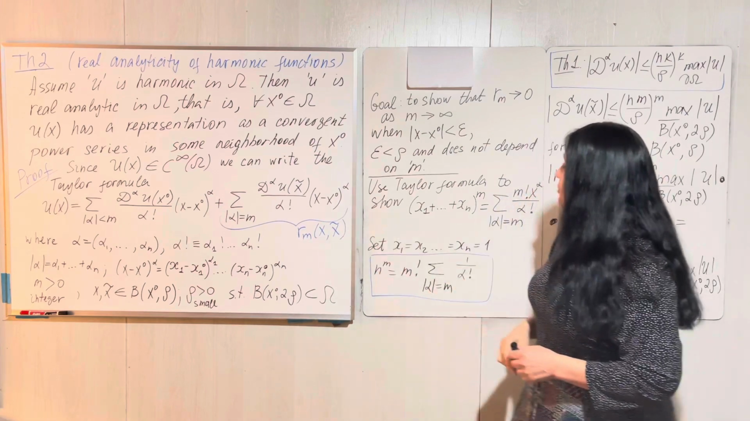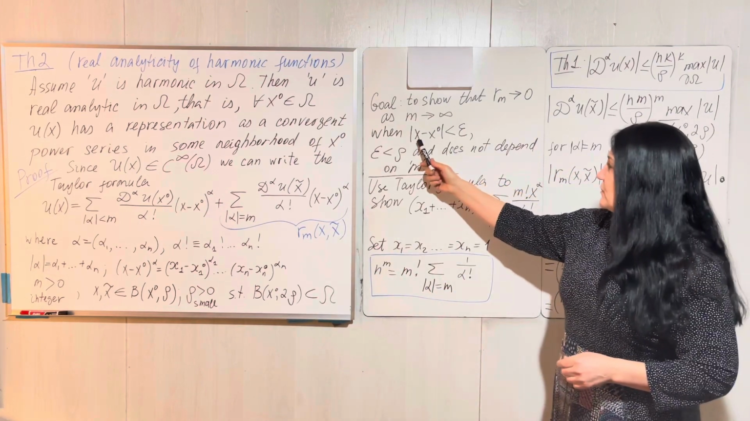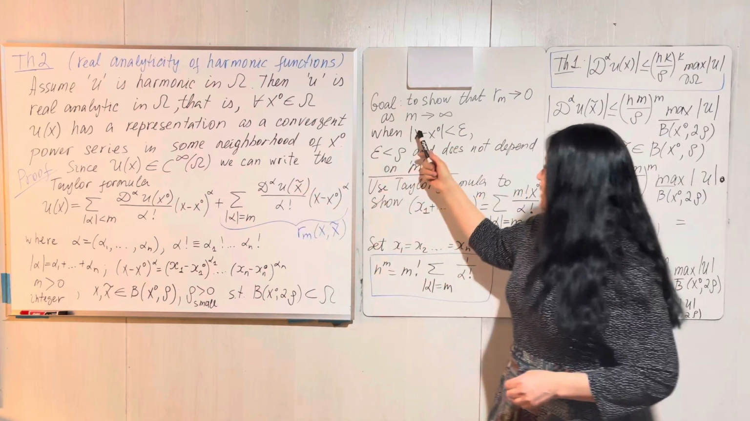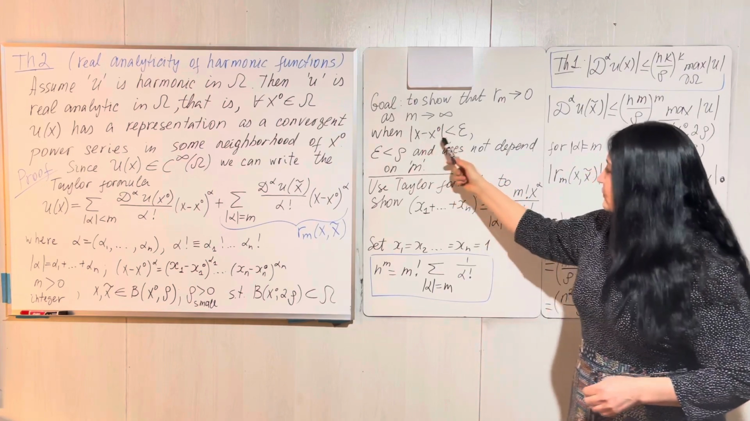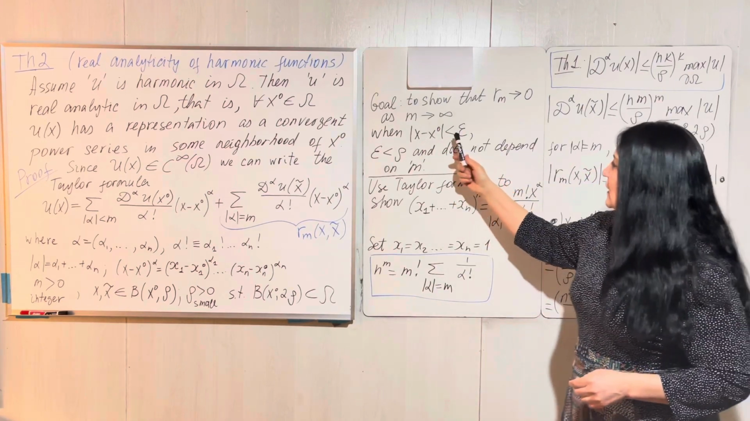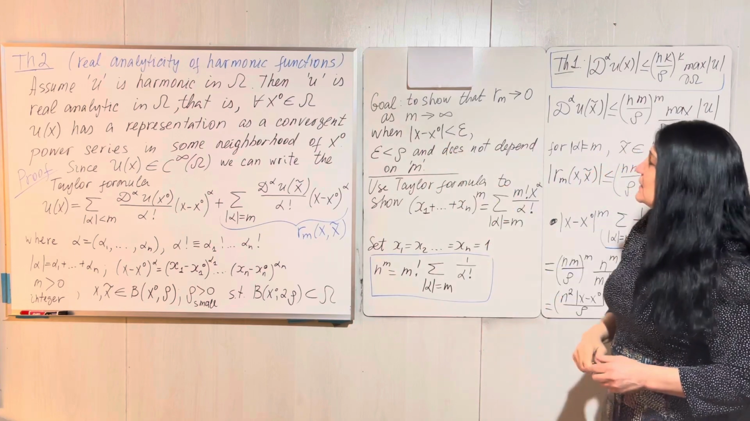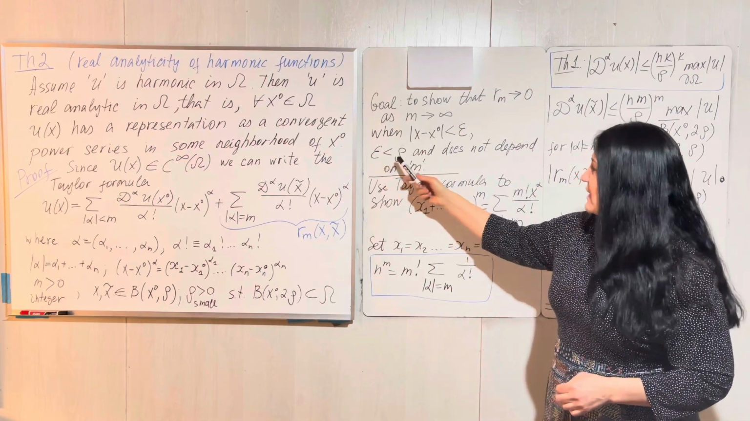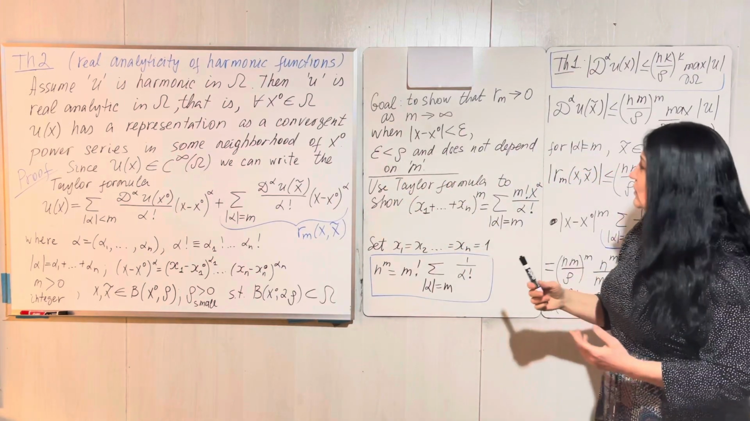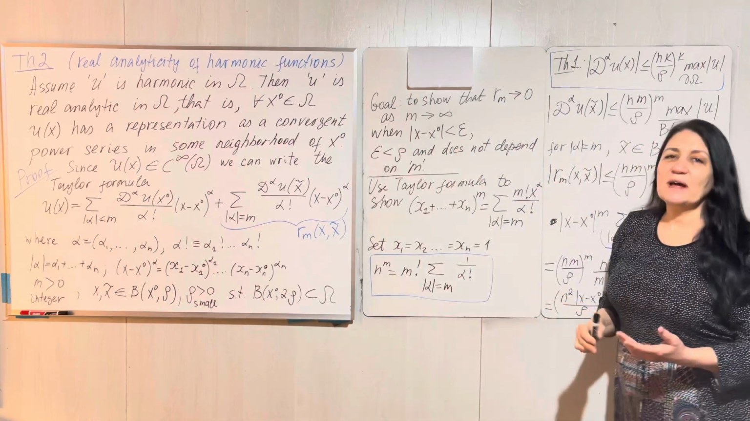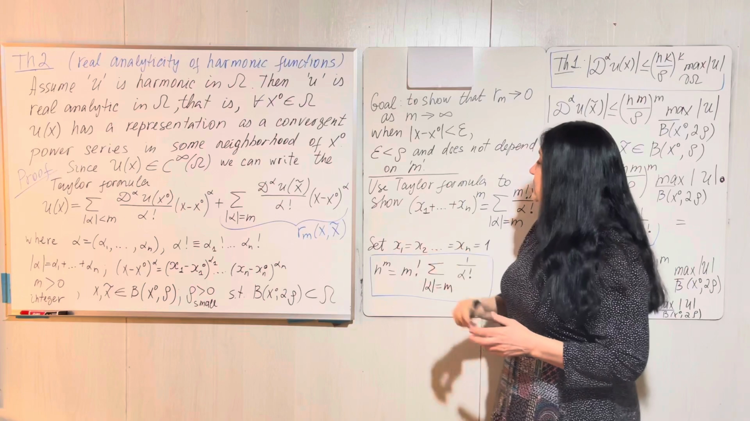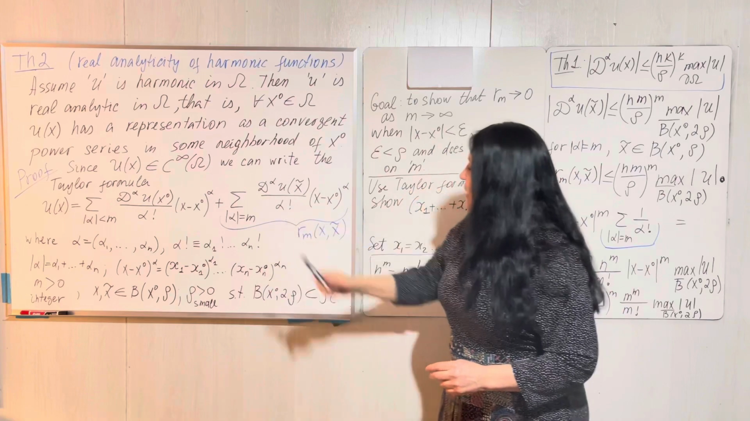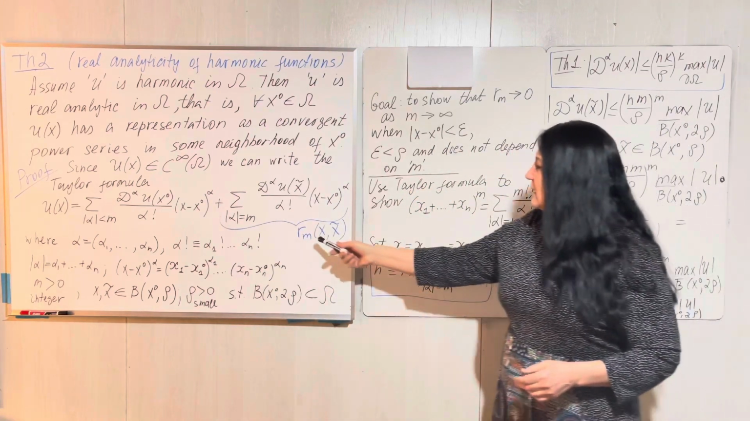And here we will be proving this when we assume that the distance between x and x0, so we will be considering the formula for such x that are within the ball of radius epsilon, and epsilon is a small number, smaller than rho, and it is possible to choose epsilon in such a way that epsilon does not depend on m. Right, so that is our goal, to prove that the remainder goes to 0 as m approaches infinity.